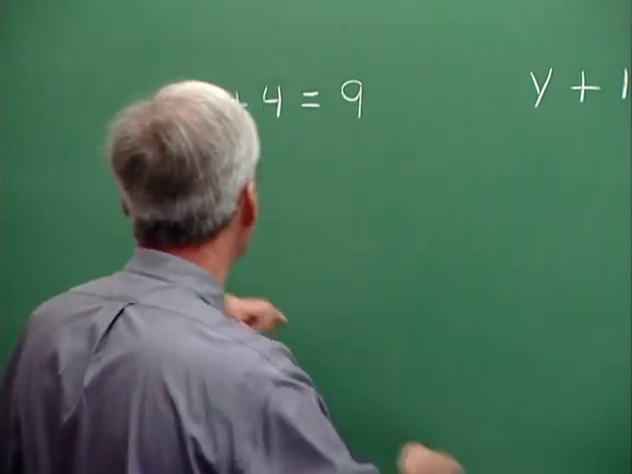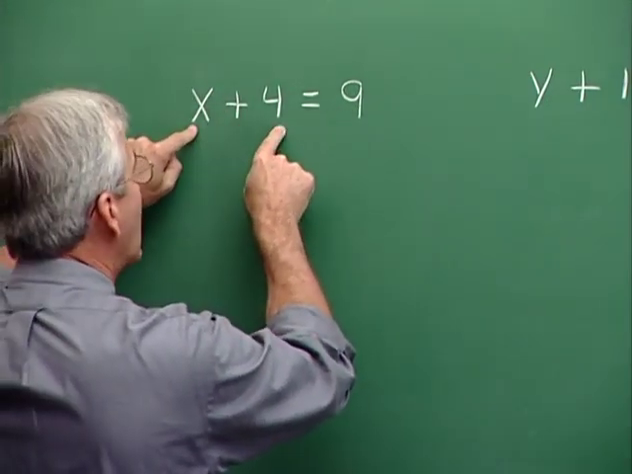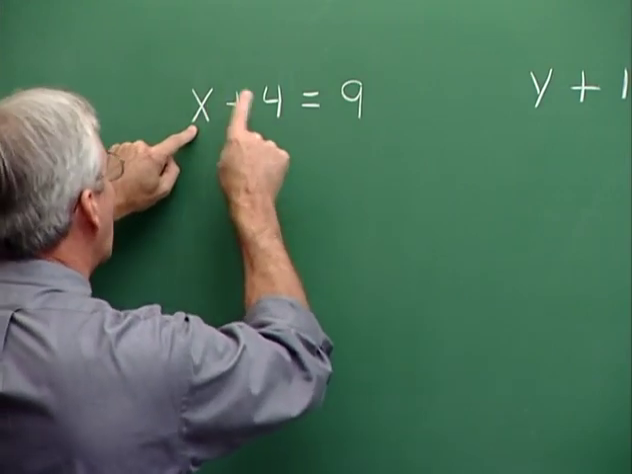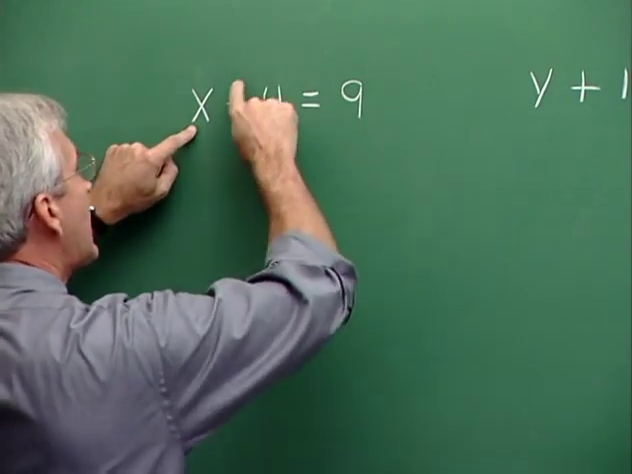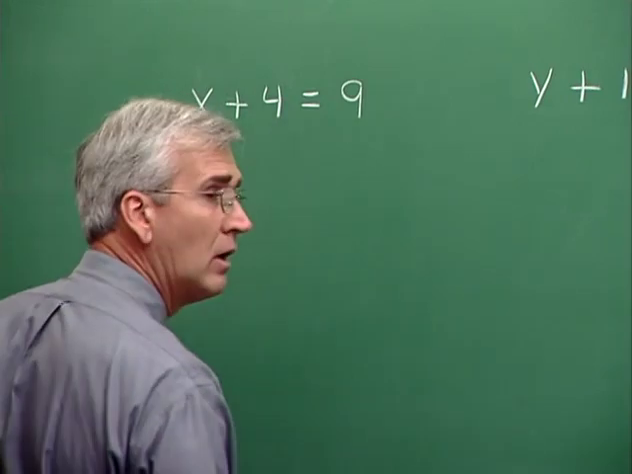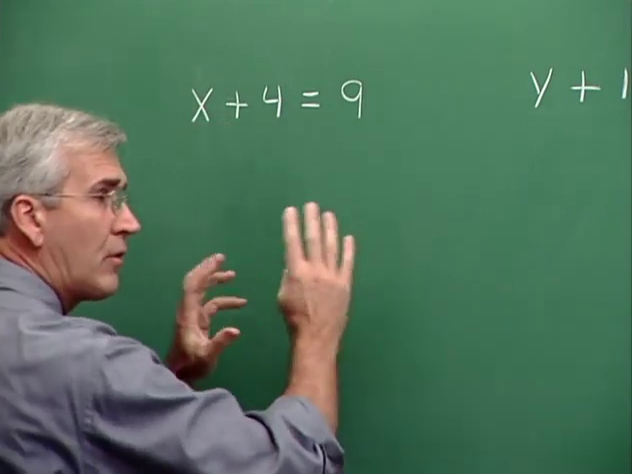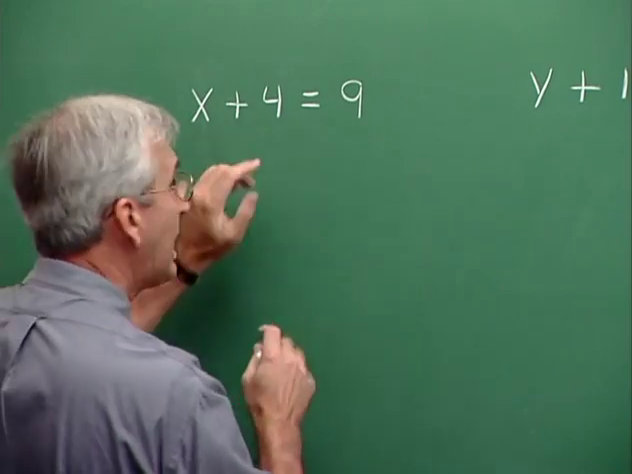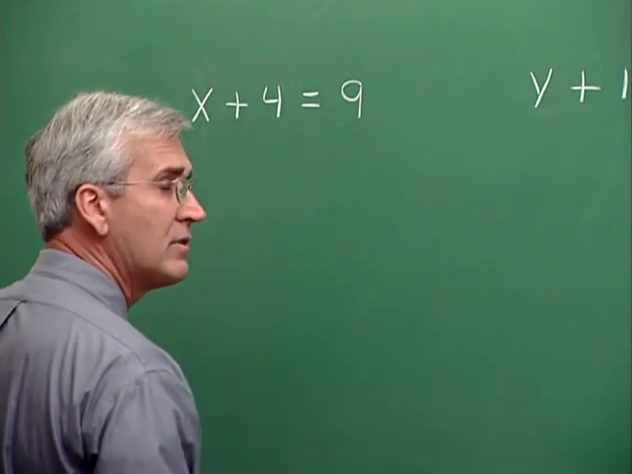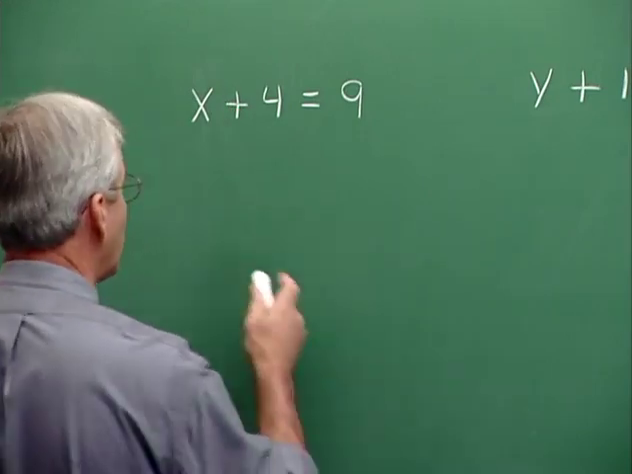Now here we see that x plus 4 appears here. So we're adding 4 to x. We'd like to eliminate this 4. How can we undo the addition of 4? You see, the opposite operation, the inverse operation of adding is subtracting. So we could subtract 4 on both sides of the equation to accomplish this task that we're talking about.